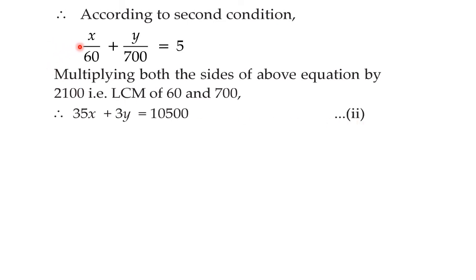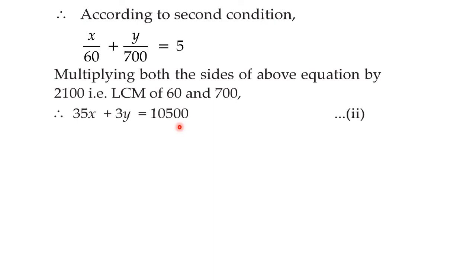How did we get it? Here you are multiplying 2100, so the two zeros will get cancelled, and 21 divided by 6 gives 3.5, so you get 35. Then here you multiply by 2100, two zeros get cancelled, and 7 threes are 21, so you got 3 here. And here 2100 multiplied by 5 is 10,500. So you got two equations. The first equation was x plus y is equal to 1900, and this equation is 35x plus 3y is equal to 10,500.